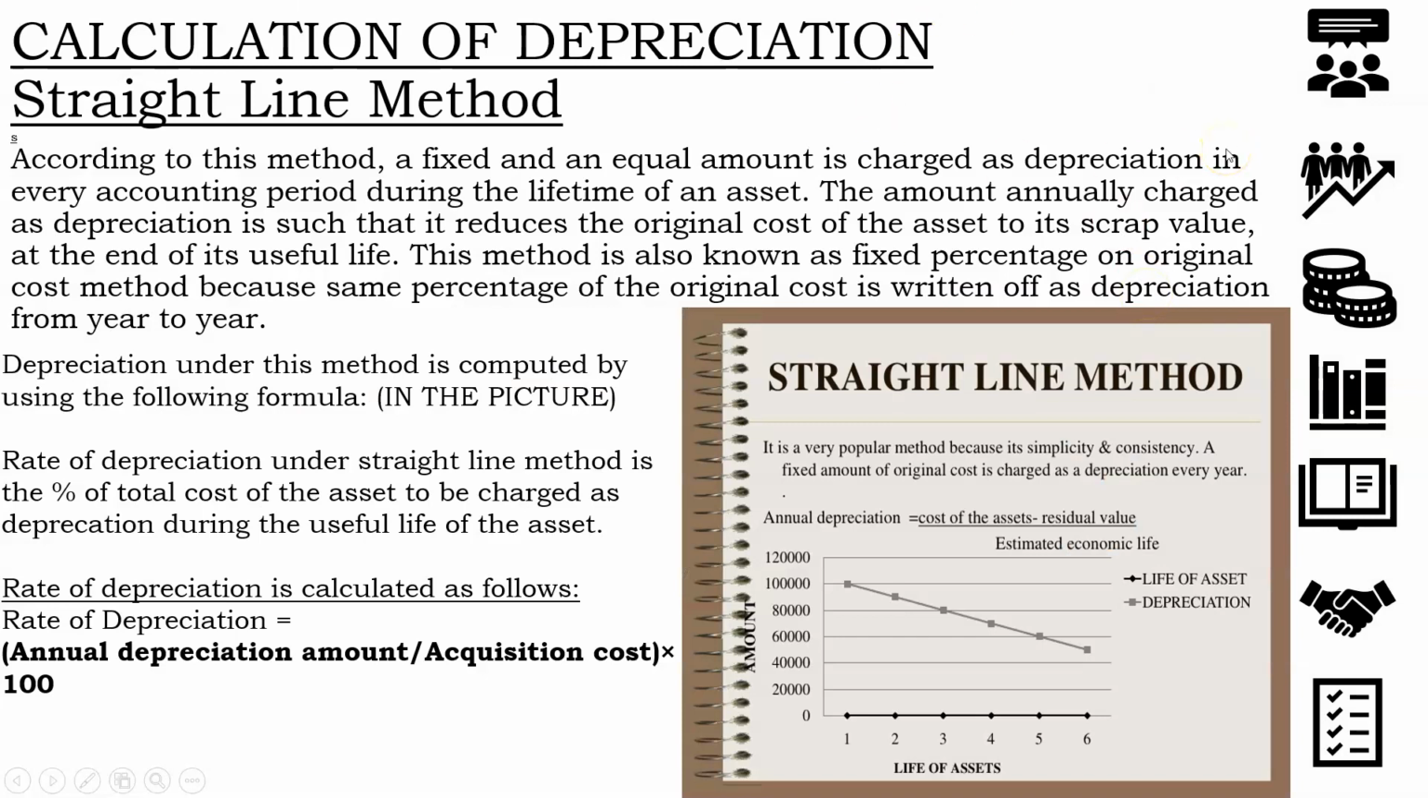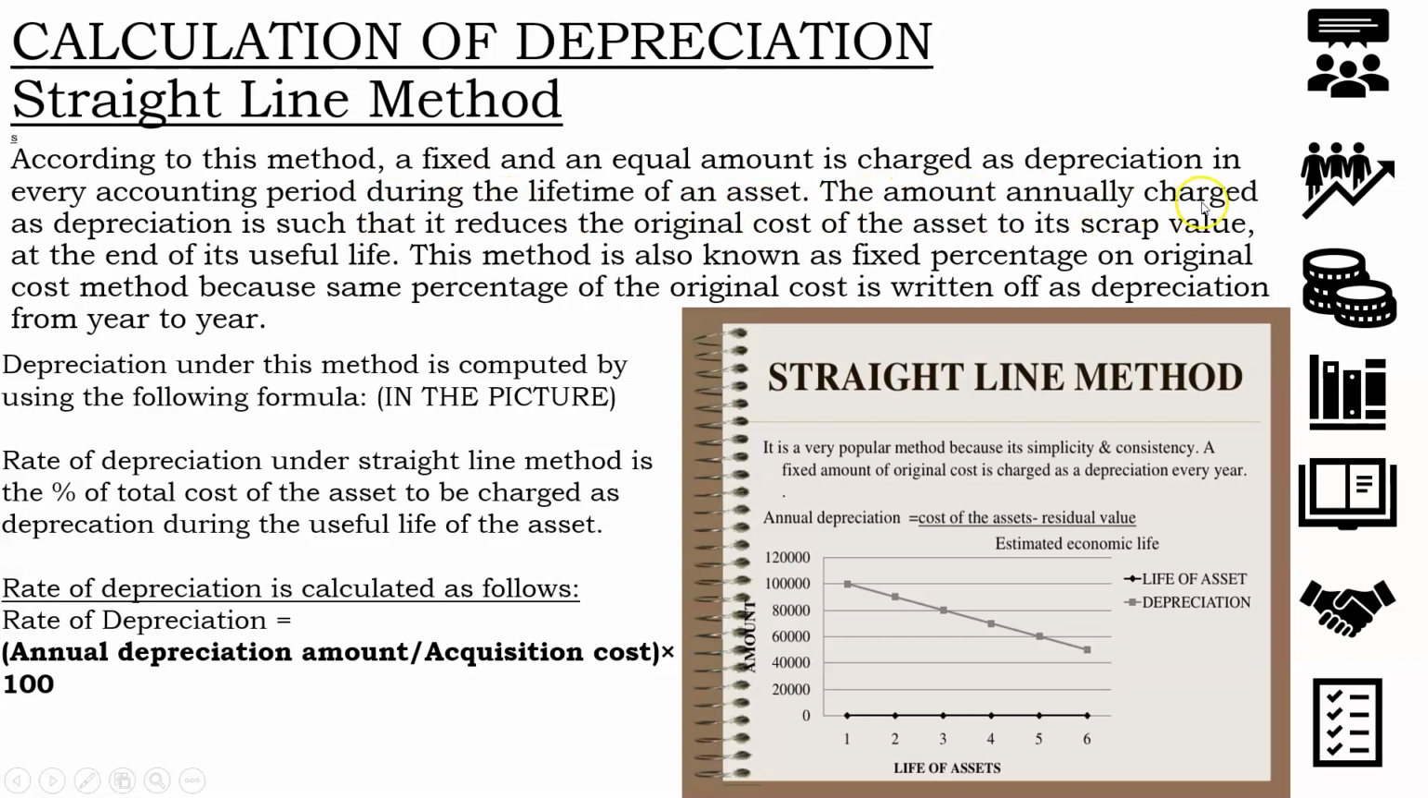So, calculation of depreciation with straight line method. Straight line, as the term says, when we plot it on the graph, it will show us a straight declining line, just like this in the graph. So, according to this method, a fixed and an equal amount is charged as depreciation in every accounting period during the lifetime of an asset.